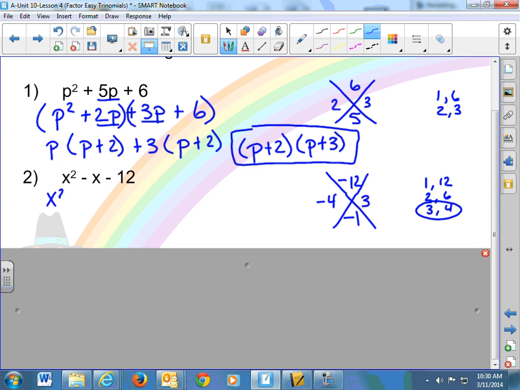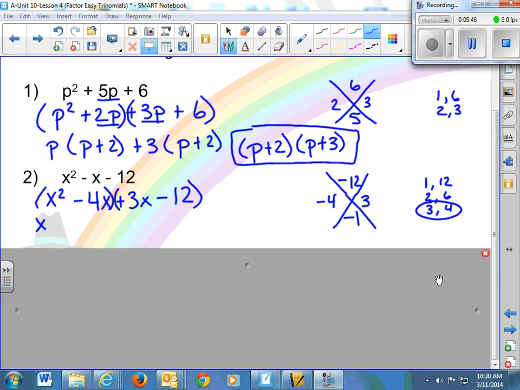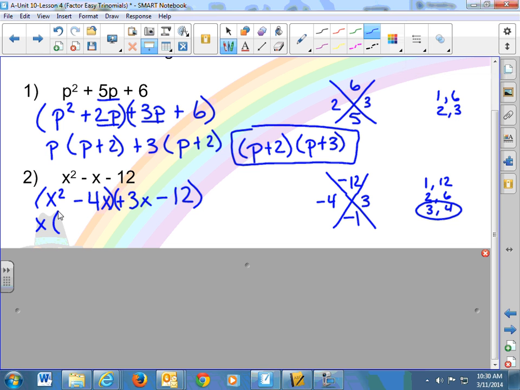So x squared and then minus 4x plus 3x. On this part, it does not matter if you write plus 3x and then minus 4x. That order does not matter. It'll still work either way. And then we're going to factor by grouping. Okay, I apologize. Factor out an x, and we have x minus 4. Factor out a +3, and we have x minus 4. So my final answer is x minus 4 times x plus 3.